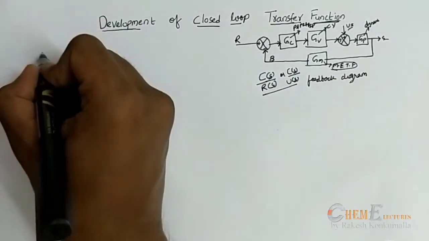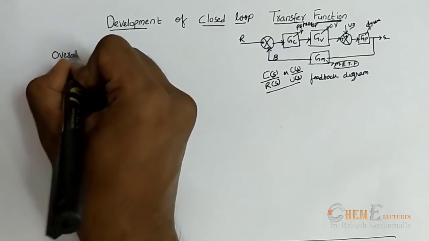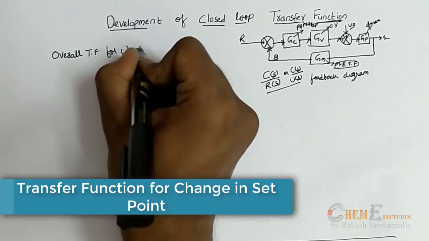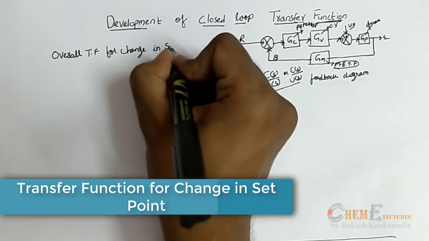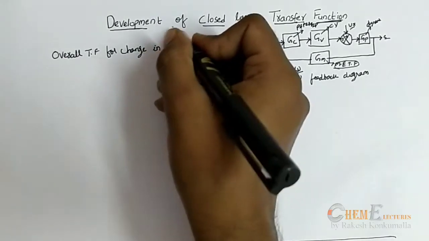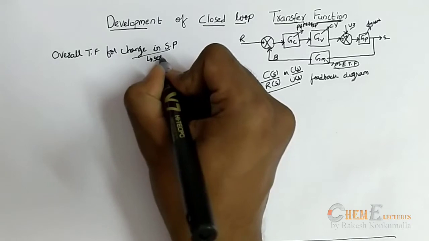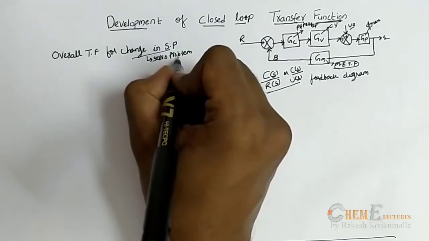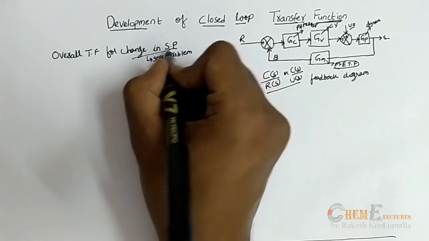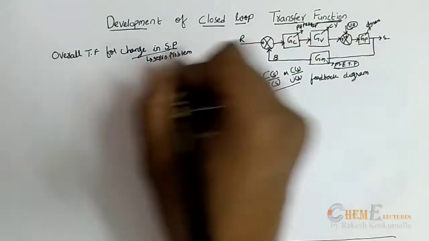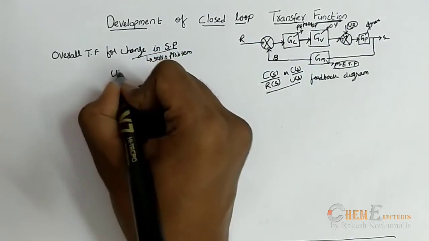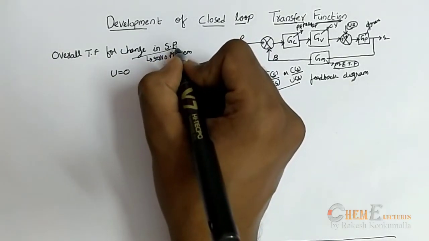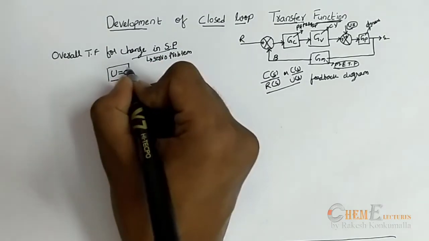Now first we will find the overall transfer function for change in set point. Change in set point means it is a servo problem. For a servo problem, when there is a change in set point, the disturbance variable will be constant, there is no disturbance, there will be only change in set point. So first we will take this assumption.